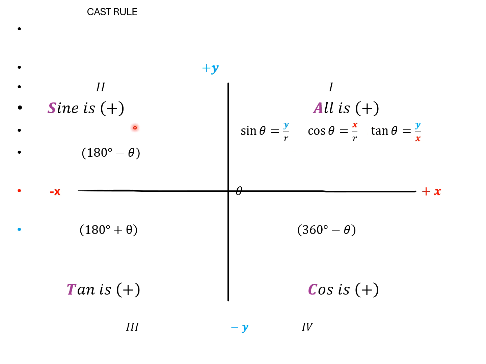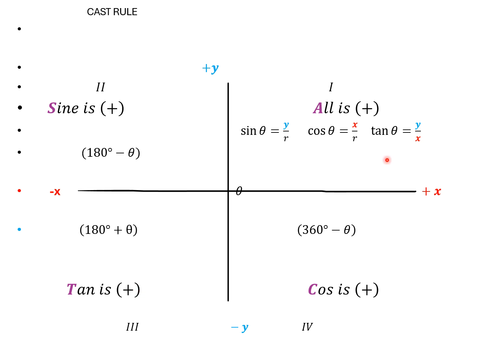Sine is positive here. Tan is positive there. Cos is positive. Right, if we just take the first letter from each word, C-A-S-T, they form the word CAST. Therefore, that is referred to as the CAST rule. So we need to understand in quadrant 1, all is positive. Quadrant 2, sine is positive. Quadrant 3, tan is positive. And cos is positive in quadrant 4.